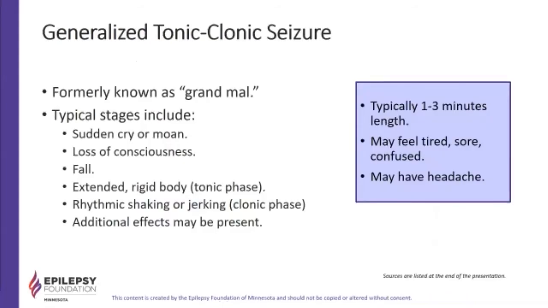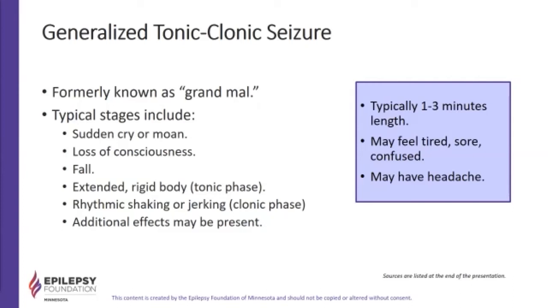The final type of seizure is known as the generalized tonic-clonic seizure. These were formerly known as grand mal. These are the type of seizure that most people associate with epilepsy. However, it is not the most common type. We will typically see this seizure progress through a series of stages, beginning with a sudden cry or moan, as the air is expelled from the lungs at the beginning of the seizure.